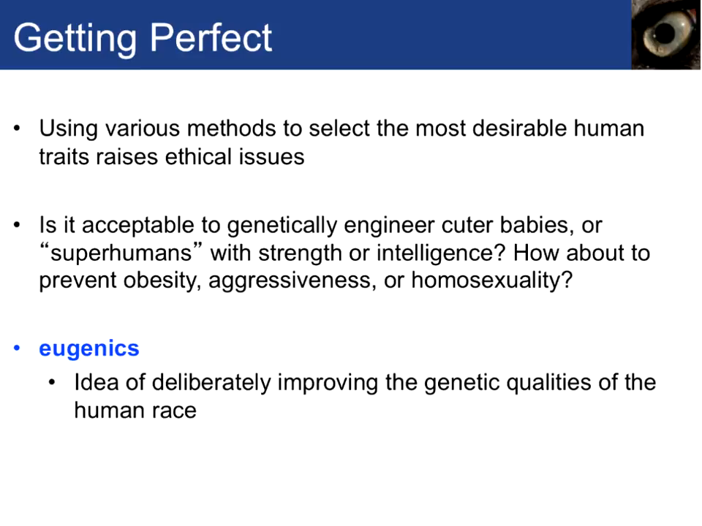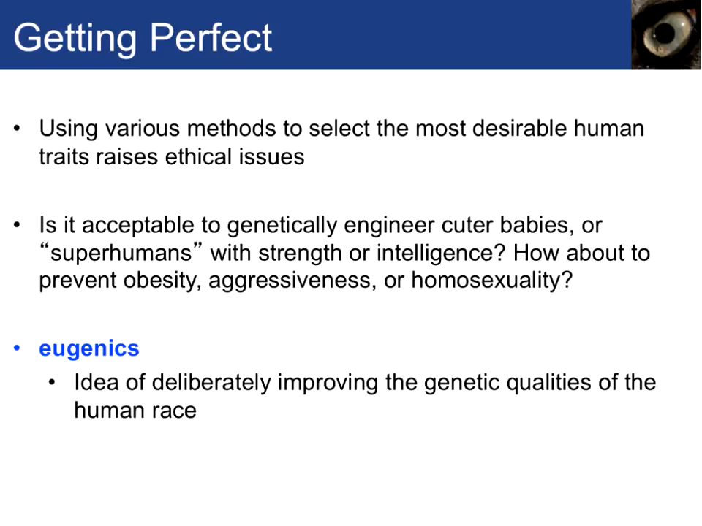So using various methods to select the most desirable human traits also raises ethical issues. It sounds reasonable enough to make sure that your baby is free from genetic diseases, but is it acceptable to genetically engineer cuter babies or superhumans with greater strength or intelligence? What about preventing obesity, aggressiveness, or homosexuality? These are not simple questions to answer since everybody has different views on what's important.